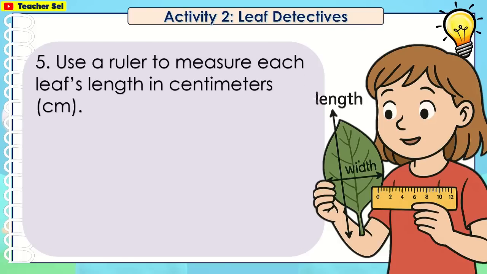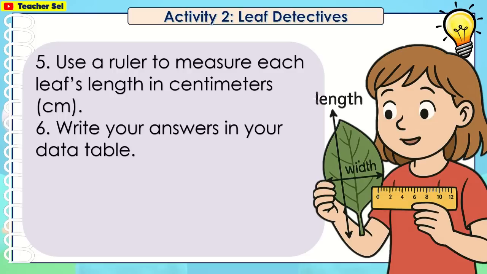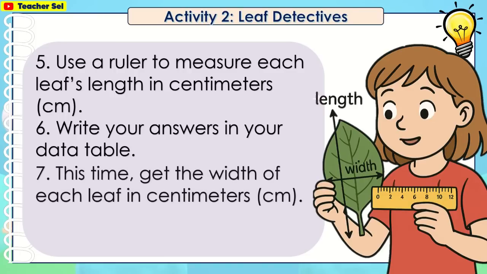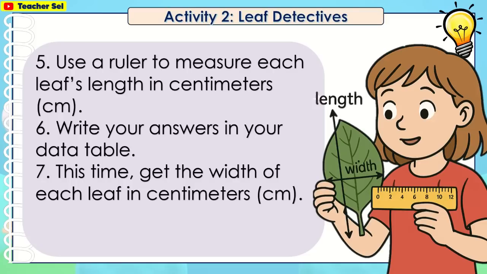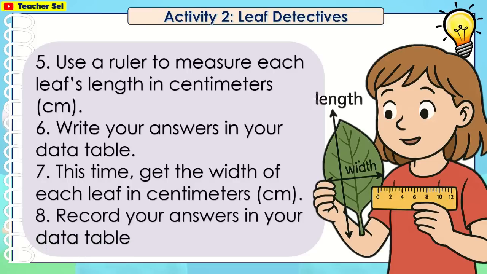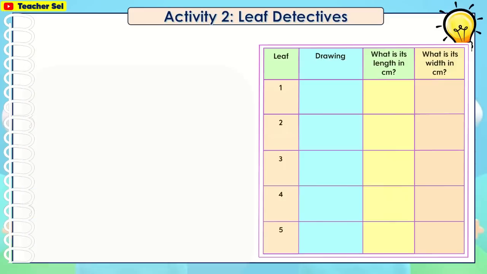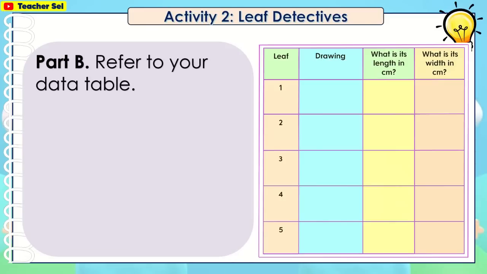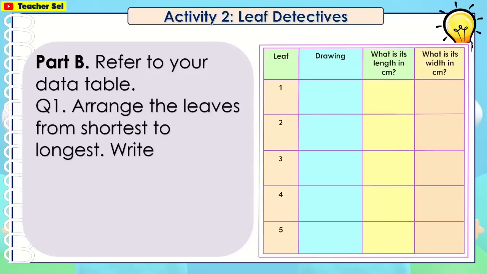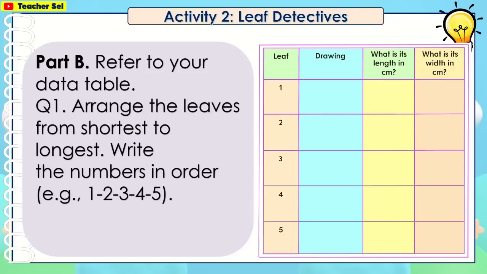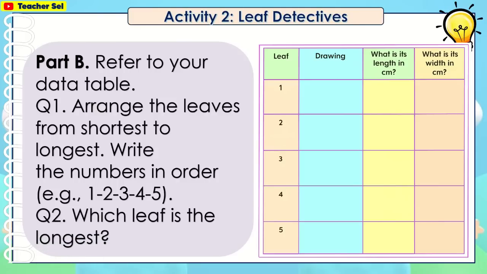Use a ruler to measure each leaf's length in centimeters. Write your answers in your data table. This time, get the width of each leaf in centimeters. Record your answers in your data table. For part B, refer to your data table. Arrange the leaves from shortest to longest. Write the numbers in order: 1, 2, 3, 4, 5. Which leaf is the longest?